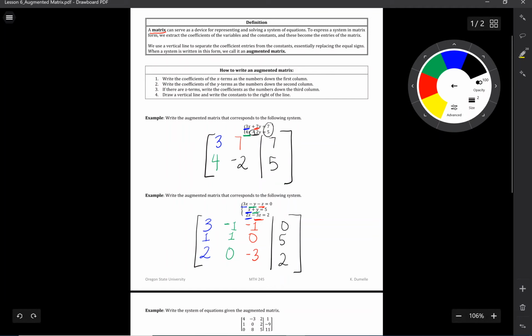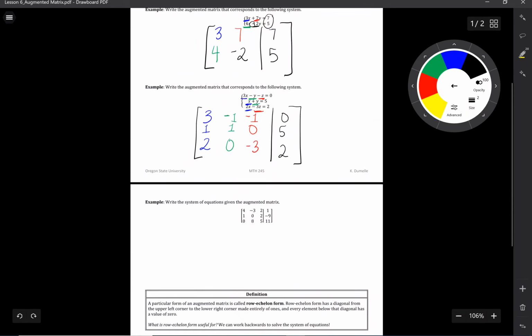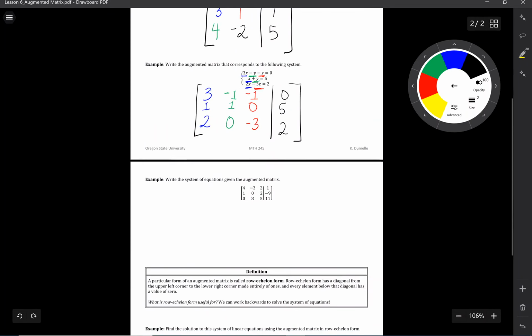So in these first two examples, we went from equations to matrices, but we can also go in the reverse direction, from a matrix to a system of equations. And that's what we want to do in this example. So we want to write this system of equations given the augmented matrix that represents it.